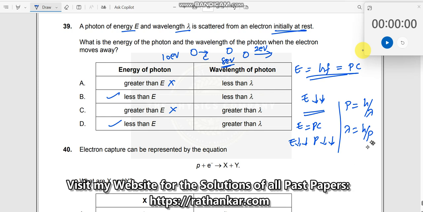What happens to wavelength? When P reduces, lambda should increase, which means it should be greater than the actual lambda. This should be your answer. Because this one is less than lambda, it is also incorrect. So D should be your right answer.